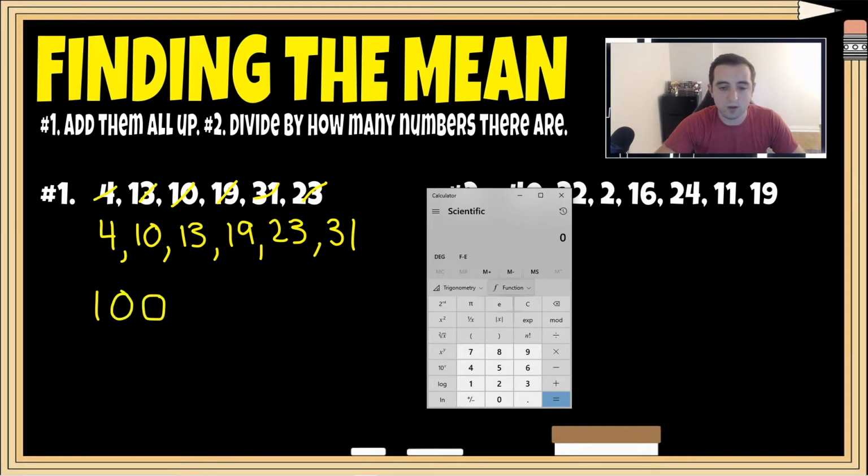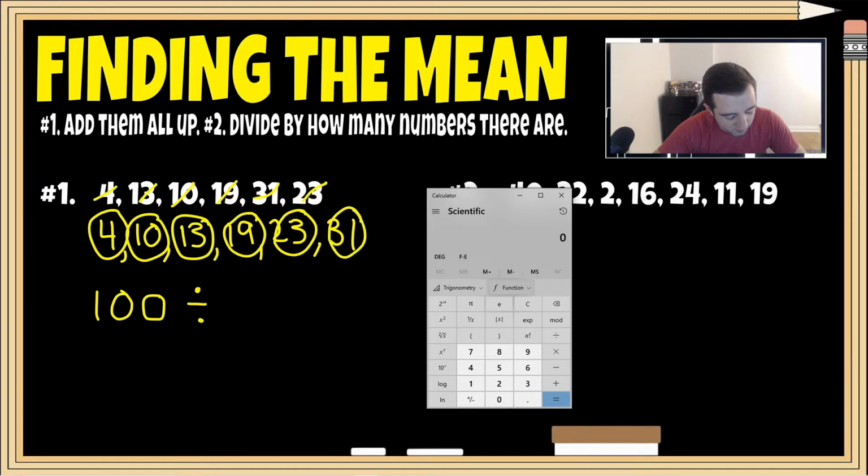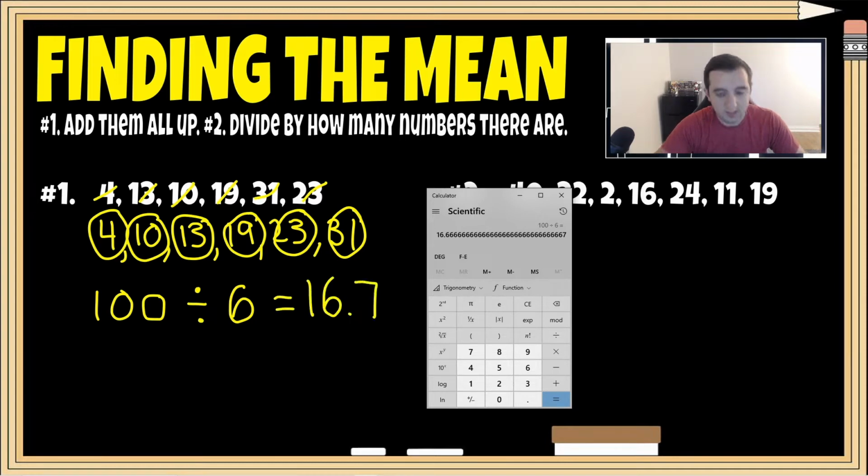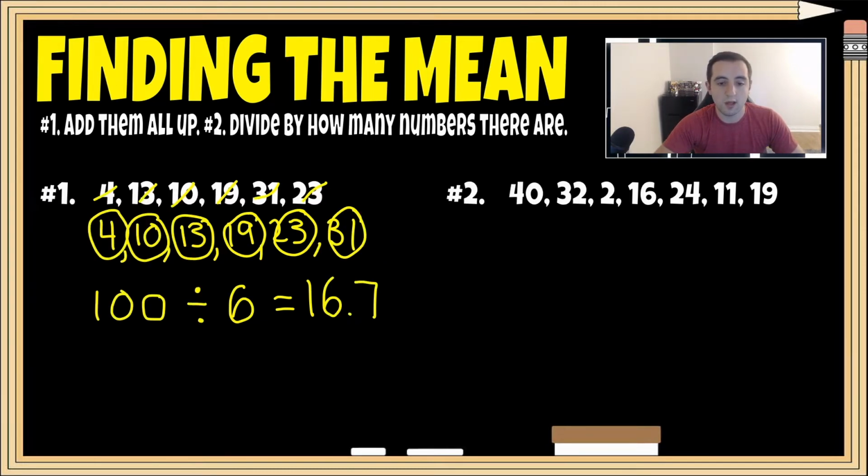And then the last thing you want to do to find the mean or the average of this data set is simply divide your sum by how many numbers are in your list. And we had 1, 2, 3, 4, 5, 6 numbers in our list. So 100 divided by 6 is going to give us a mean or an average of 16.6 repeating, and I'll just round it to the nearest tenth of 16.7. Now, your mean is not always going to be a nice whole number. You can also get a decimal as well. So 16.7 is the mean or the average, number one.